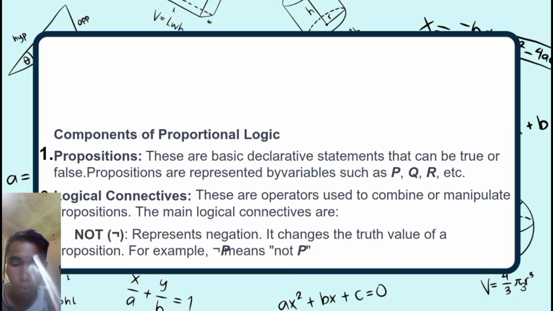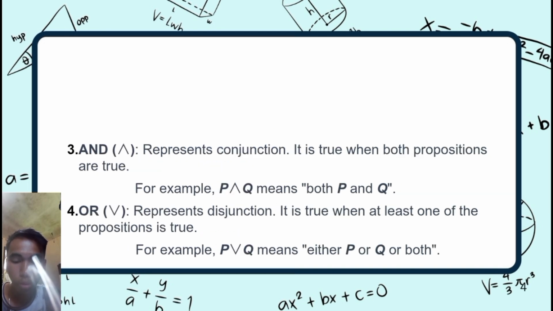Logical connectives. Operators used to combine or manipulate propositions. The main logical connectives are NOT. Represents negation. It changes the truth value of a proposition. AND represents conjunction. It is true when both propositions are true. OR represents disjunction. It is true when at least one of the propositions is true.